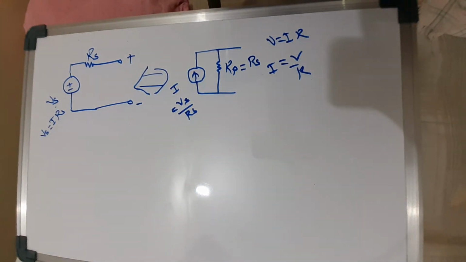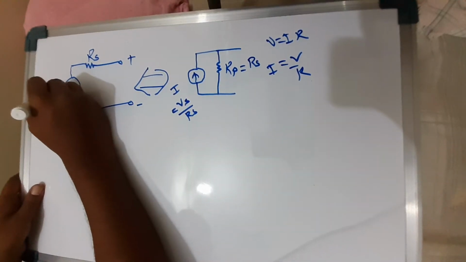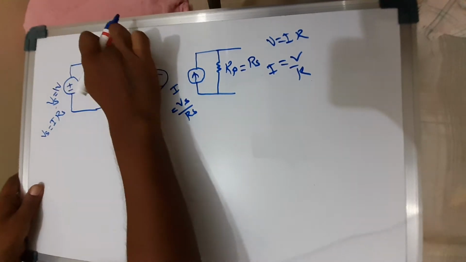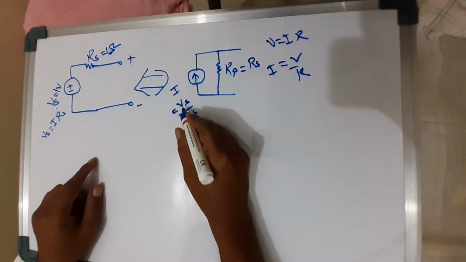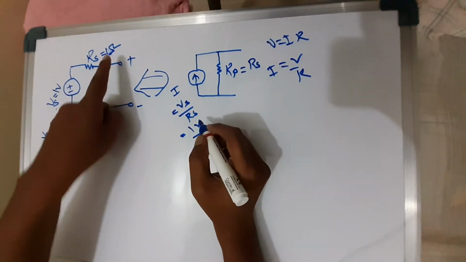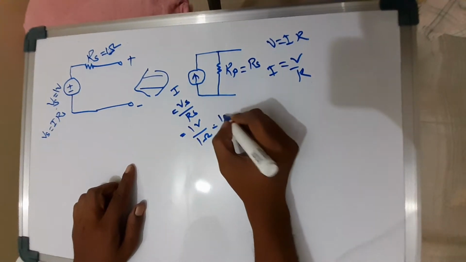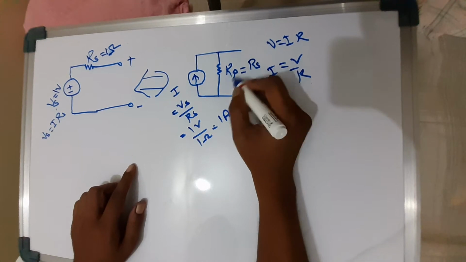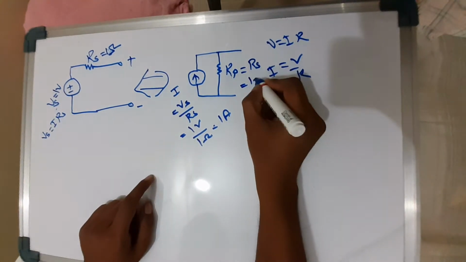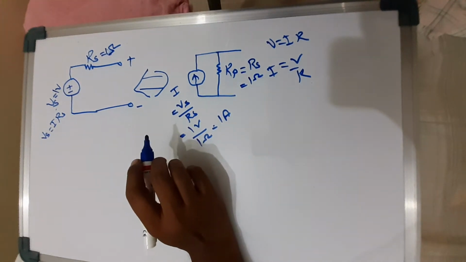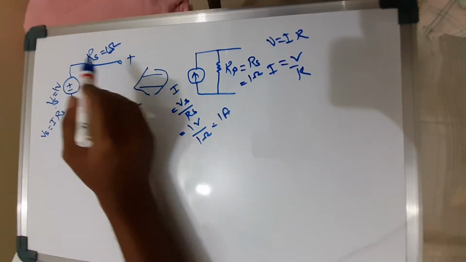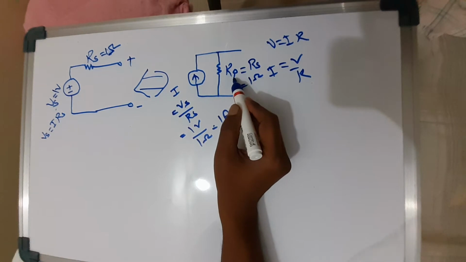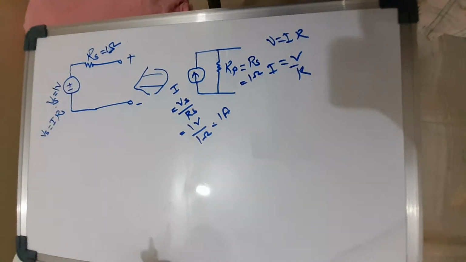Now we will take a simple example. Assume V of S is 1 volt and R of S is 1 ohm. Here I equals V of S, 1 volt, divided by R of S, 1 ohm, so the current is 1 ampere. Similarly R of P, the parallel resistance, equals the series resistance, so it is 1 ohm. So in source transformation, a voltage source along with a series resistance is converted into a current source along with a parallel resistance. Similarly, a current source along with a parallel resistance is converted into a voltage source along with a series resistance.